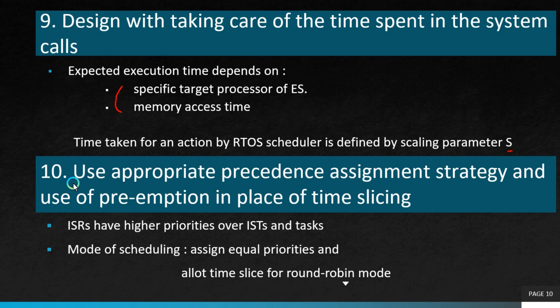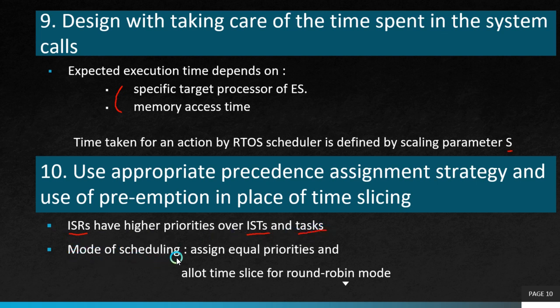10th design principle is use appropriate precedence assignment strategy and use of preemption in place of time slicing. As we have already seen in the second design principle, a task of higher priority preempts the low priority tasks, and also the ISRs preempt the tasks. Therefore, we have to choose an appropriate precedence for each task and ISRs. The interrupt service routines have higher priorities compared to the interrupt service threads and tasks.